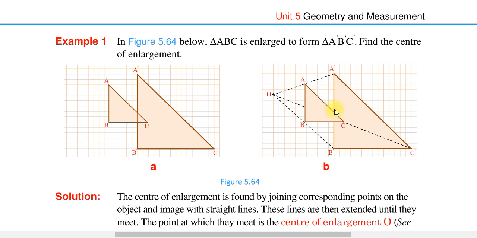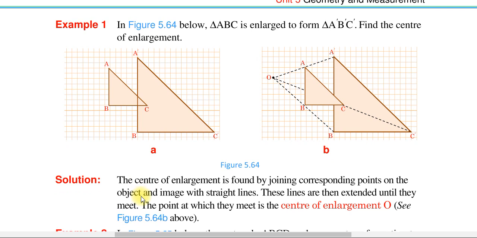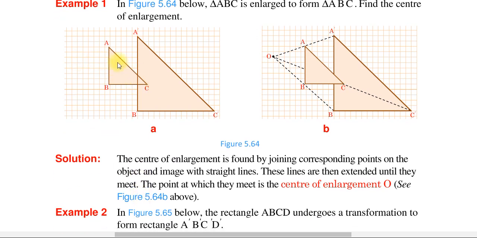So for example in this figure triangle ABC is enlarged to form triangle A prime B prime C prime. Find the center of enlargementን ፈልጉ ይለናል። So ምንድነው የምንለው፣ ሶሉሽናችን ላይ ስናይ እንግዲህ መጀመሪያ የተሰጠን triangle ABC እና A prime B prime C prime triangle ተሰጥቶናል። Center of enlargementን ፈልጉ ነው የሚለው። So the center of enlargement is found by joining the corresponding points on the object and image with a straight line.